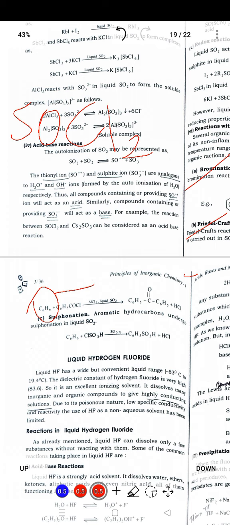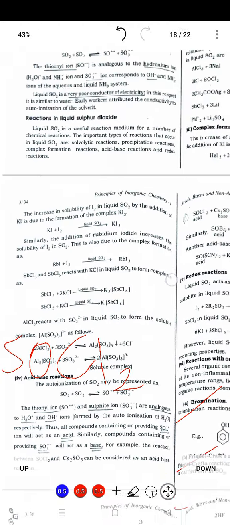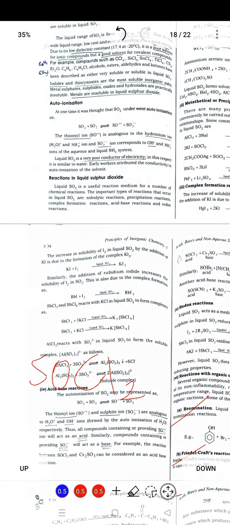And the sulfonation reaction, with benzene, here we have chosen SO3HCl, a particular compound. So aromatic hydrocarbons undergo sulfonation reaction, and an example is given here. So these are all about the reactions of liquid sulfur dioxide.